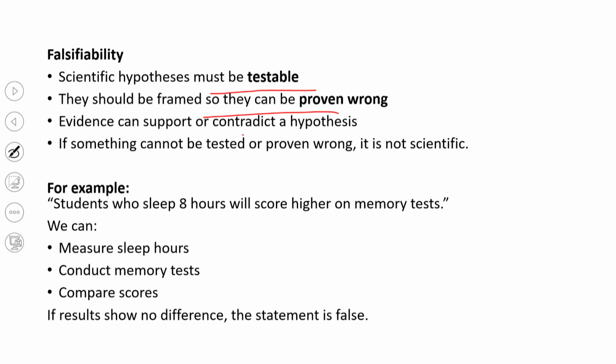Evidence can support or contradict a hypothesis. When you make a hypothesis, there are two possibilities: either the hypothesis is correct or it is incorrect based on the evidence. If I can prove it wrong, then it is falsifiable. Scientific hypotheses or concepts should be falsifiable. That is another way of saying testability. If something cannot be tested or proven wrong, then it is not scientific. There can be many claims which you cannot test because you cannot find data for them, then they are not scientific.